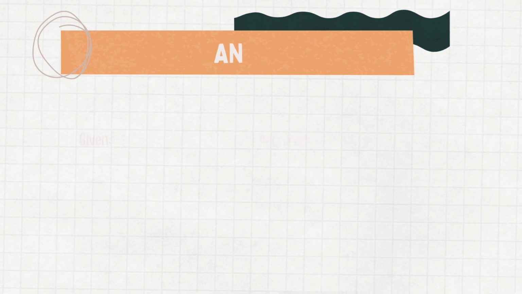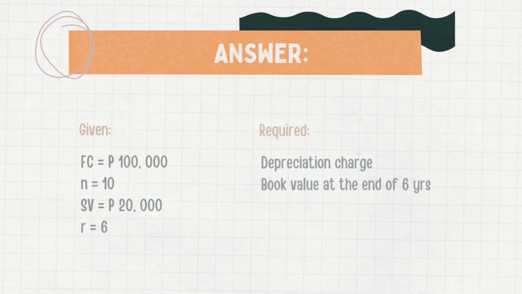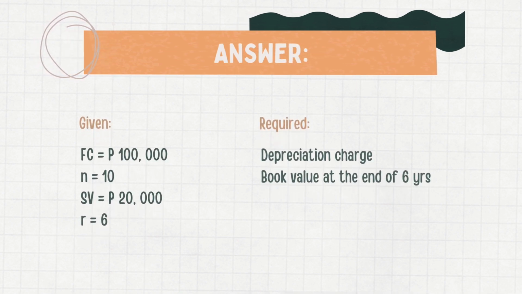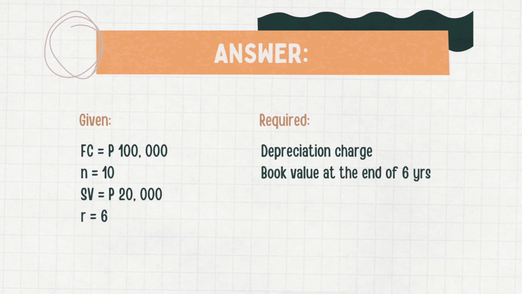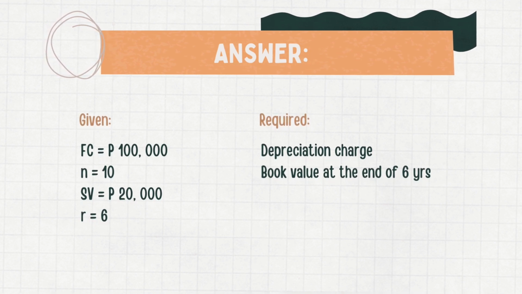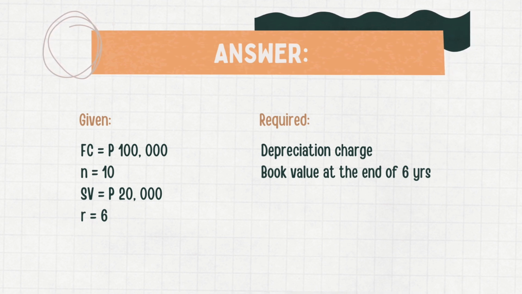In answering the problem, let us first identify the given and the required values. Given: first cost is equal to 100,000 pesos, N is equal to 10, salvage value is equal to 20,000 pesos, R is equal to 6. Required: depreciation charge and book value at the end of 6 years.